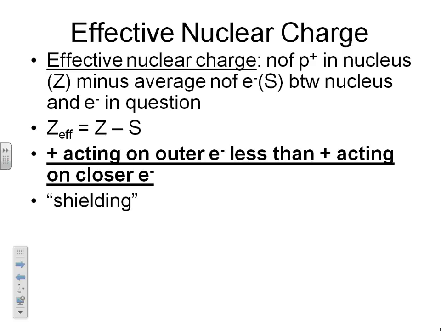And we have this little formula here. It says effective charge, that's Zeff. It can be calculated if you take how many protons you have in your nucleus, so that's Z, your protons total, but then you subtract the average number of electrons that are in between the electron that you're looking at and the nucleus.